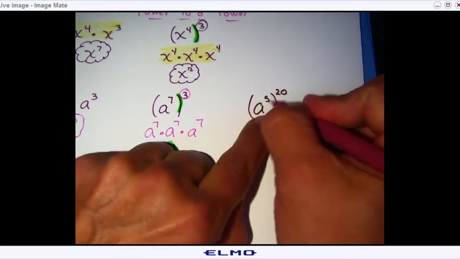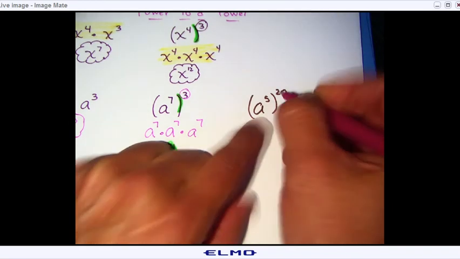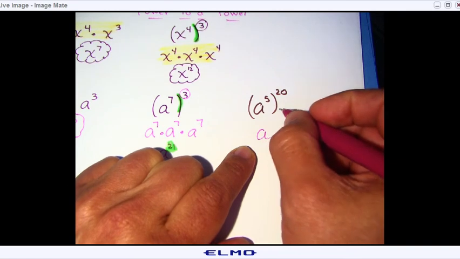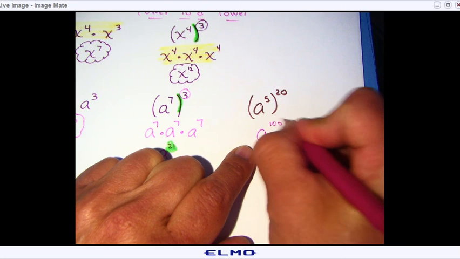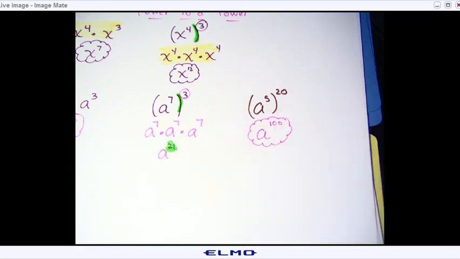A to the power of 5 raised to the 2. It's going to be a to the power of what? What's 5 times 20? 100. There you go. See that? And there you go. There's your answer.